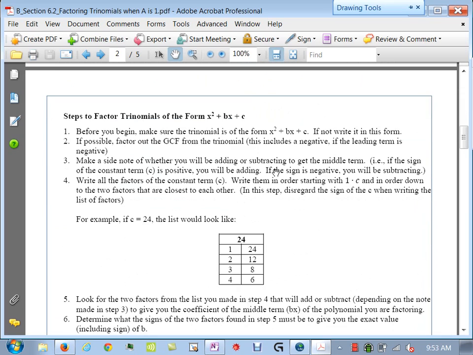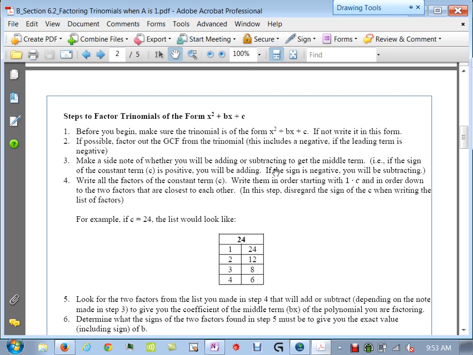All right, now, write out all the factors of the constant term C. Write them in order starting with 1 times C and in order down to the two factors that are closest to each other. In this step, disregard the sign of C when writing C. So look at this example they have here. What if the C was a 24? So remember, C is that last number by itself. What if it was 24? We'd write a little table.